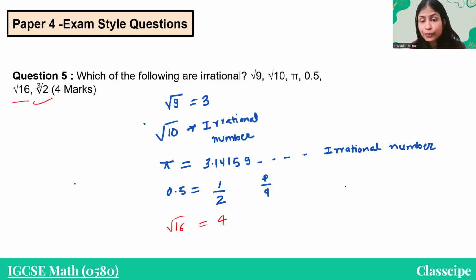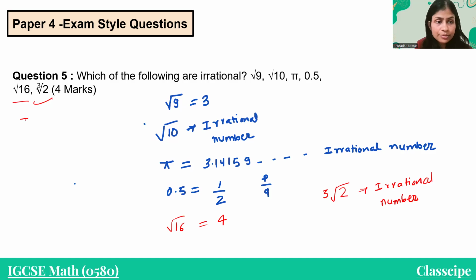Now this is the cube root of 2. The cube root of 2 is again an irrational number, because 2 is not a perfect cube. So this is also an irrational number. So what are the irrational numbers here? The irrational numbers are root 10, pi, and cube root of 2. These three are the irrational numbers.